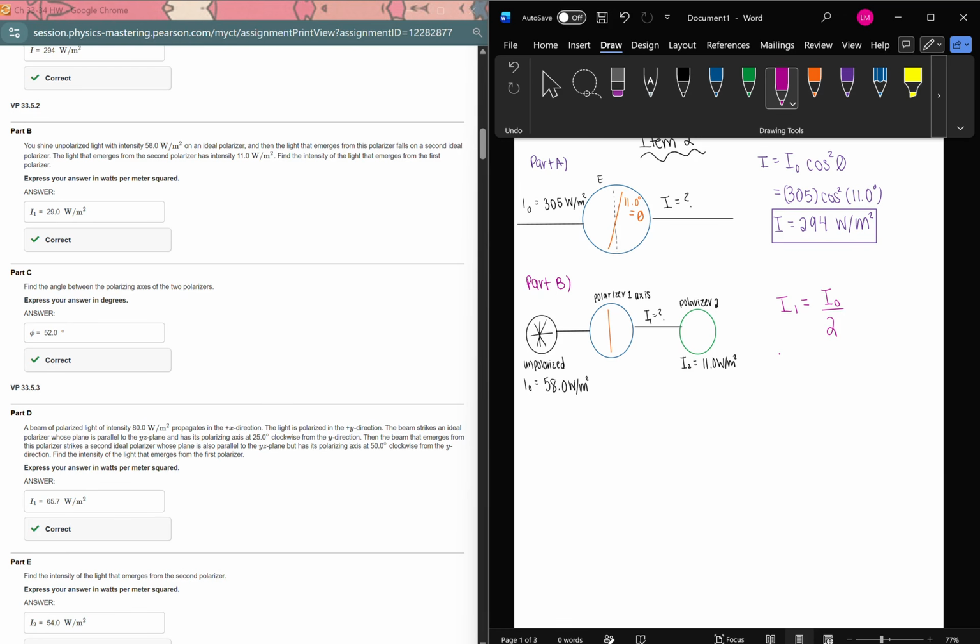So let's substitute everything in. This is going to be 58.0 watts per meter squared over 2. Let me put down my calculator. 58 over 2 gives me 29.0 watts per meter squared. So the final answer is that the intensity of the light emerging from the first polarizer is going to be 29.0 watts per meter squared.